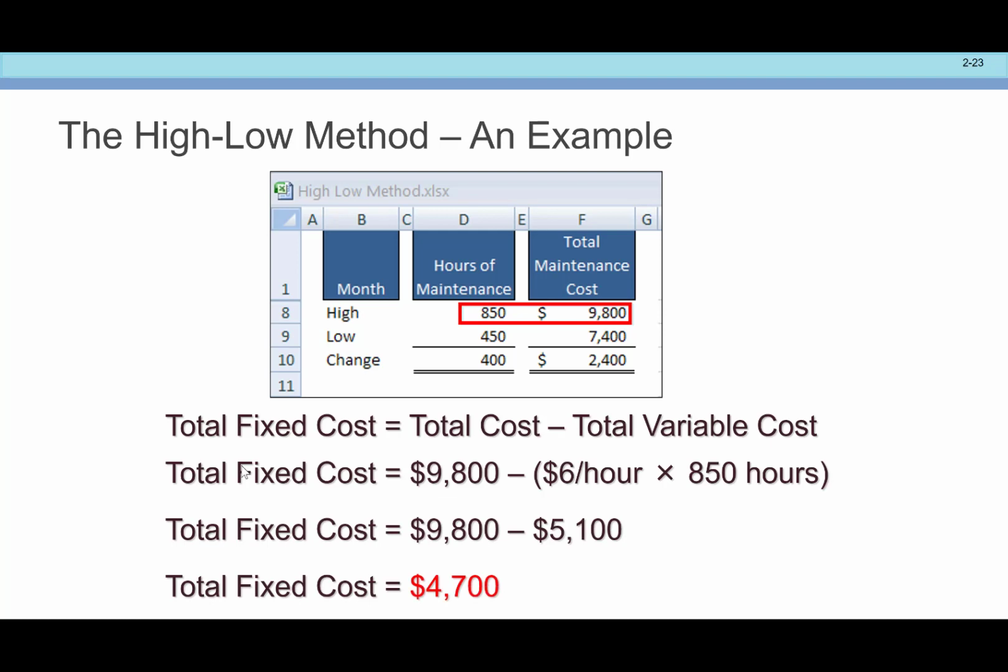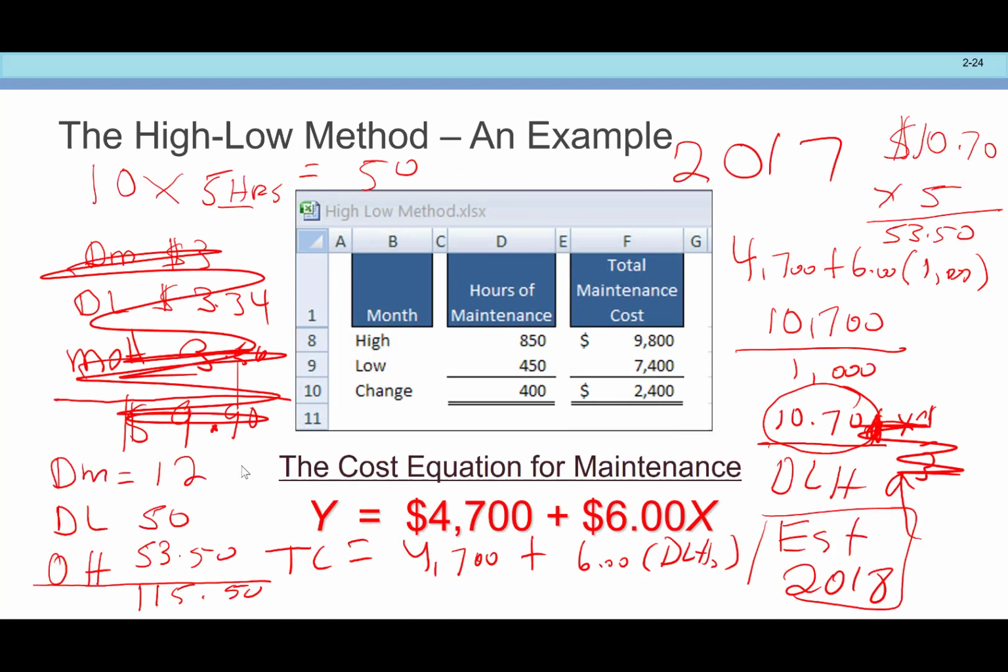And so we went ahead and picked the 9,800 total cost minus whatever the variable cost would be at that level of activity, which is our variable cost of $6 per hour times the number of hours at that high level of activity. Total cost minus variable cost will give me the fixed cost. Now that I know the fixed cost, the b in that equation, y equals mx plus b, here we just stuck it in as 4,700 plus $6 times whatever the direct labor hours are, right? Now we know how we're predicting that our costs are going to move next year.